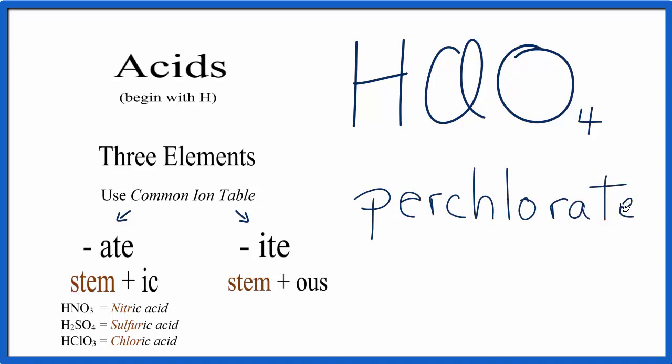When we have the ending of ATE, that means we'll take our stem, that's our PERCHLOR, and we'll change the ending, that ATE, to IC. So let's get rid of the ATE and write in IC. IC. We add the word acid, and we're done.